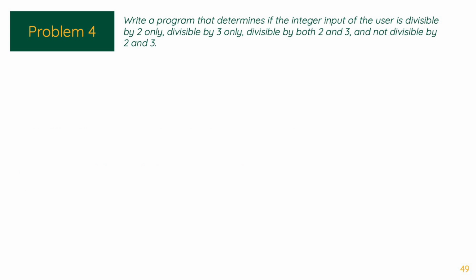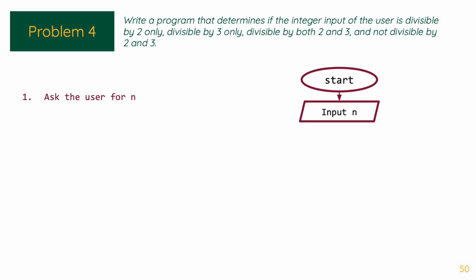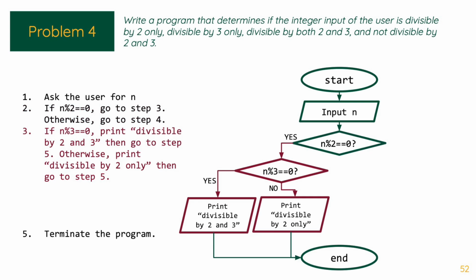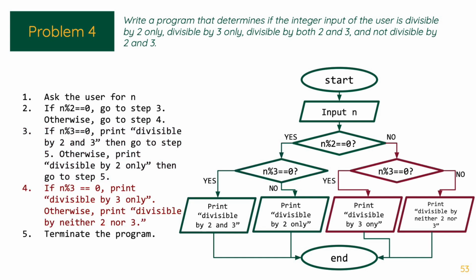Here's our algorithm for this problem. Ask the user for an input and save it to n. If n modulo 2 is equal to 0, proceed to checking if n modulo 3 is also equal to 0, to determine if n is divisible by both 2 and 3, or just divisible by 2. If n modulo 2 is not equal to 0, check if n modulo 3 is equal to 0 to determine if it is divisible by 3. If it is, print divisible by 3 only. Otherwise, print divisible by neither 2 nor 3.